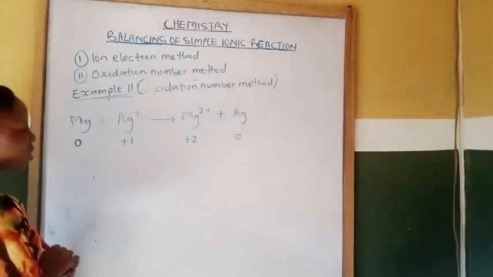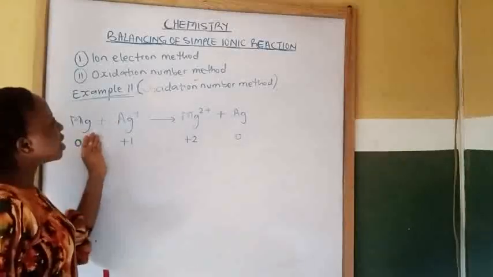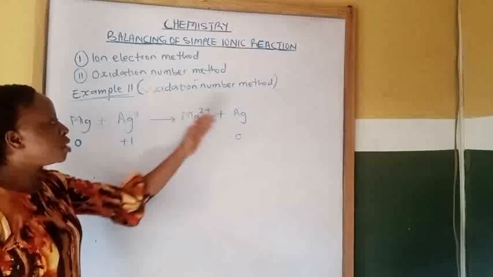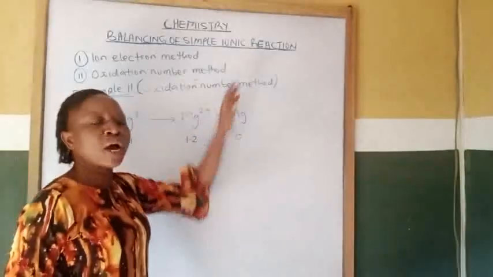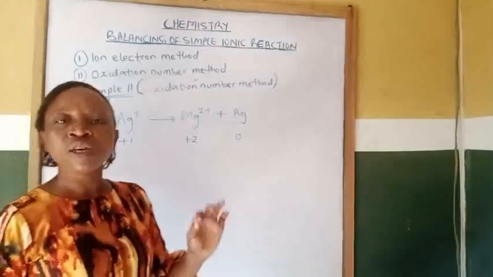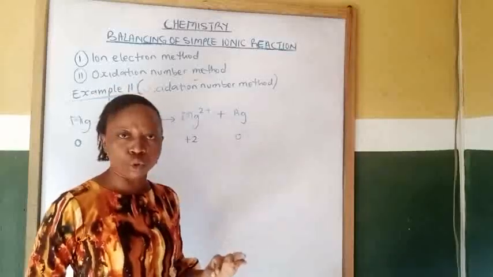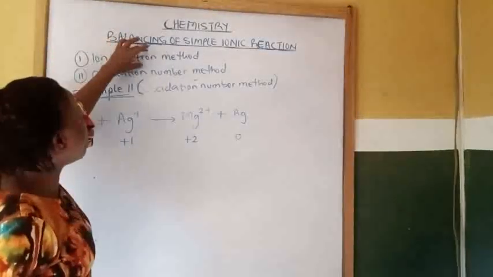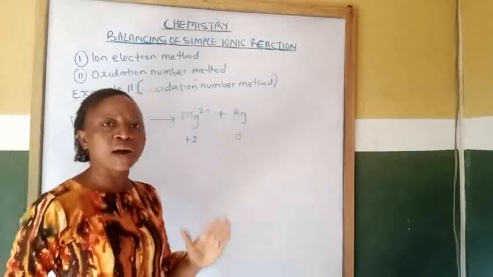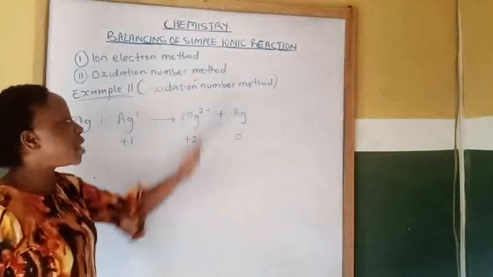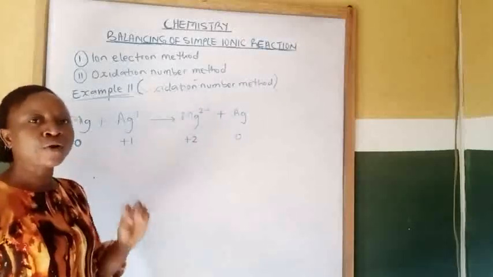So what is the next step to take? The next step is to balance the number of atoms at both sides. In this oxidation number method, you are not going to separate your ionic equation into one half oxidation and one half reduction. It is only the ion electron method that you split your equation into one half oxidation and one half reduction.